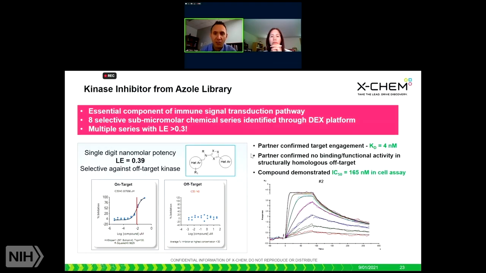They confirmed target engagement through SPR, so KD of 4 nanomolar. They could also confirm that this compound did not bind or have any functional activity in the structurally homologous off-target. It was a very, very structurally similar off-target, and we happened to find something that was very selective. This compound was also cell active, 165 nanomolar in a cell assay that was done by the partner. And again, this was a starting point for their medchem campaign.